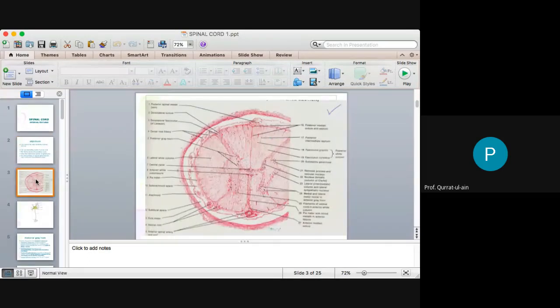This is the section of the spinal cord which you see in the histology, and you have been doing it in the first year. And you all know that there is a gray matter and there is a white matter, right?